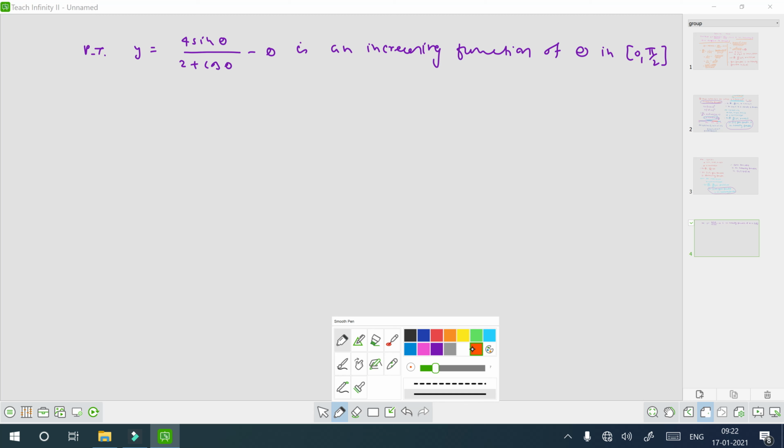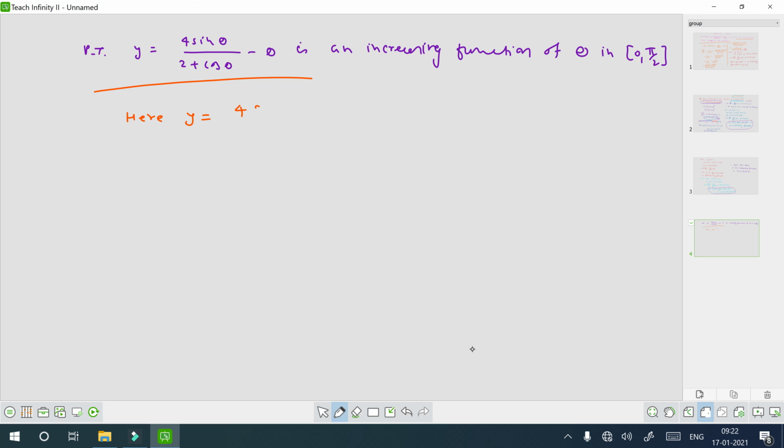Now see, next one, prove that y is equal to 4 sine theta upon 2 plus cos theta minus theta is an increasing function of theta in closed interval 0 to pi by 2. See, once again, what we need to do? We need to see whether dy by dx is greater than or equal to 0 or not. So let's start.